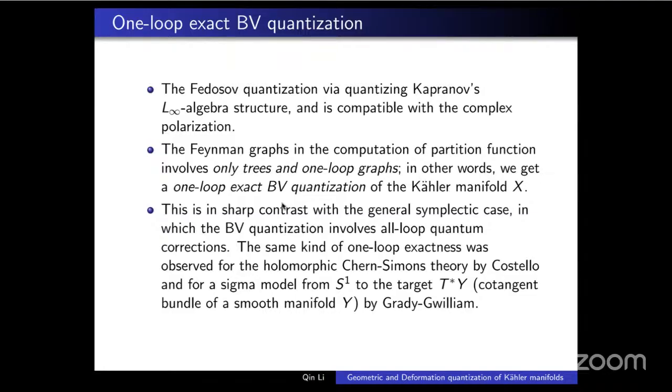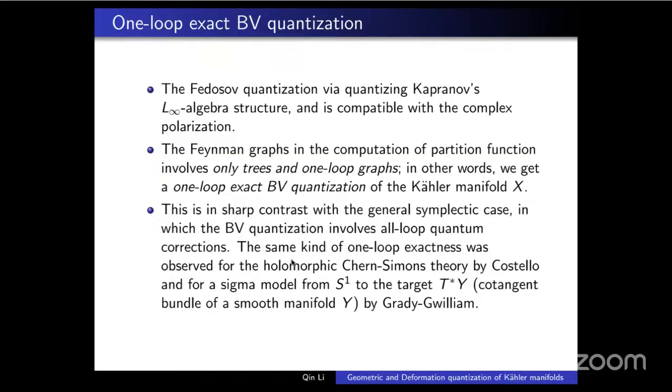So in other words, we get a so-called one loop exact BV quantization of the Kähler manifold X. And this actually greatly simplifies the computation. So far, we do not have a full understanding of why this happens. It's just by explicit computation. What we expect is that the N equals 2 superconformal structure on this X is actually the main reason for this one loop exactness.